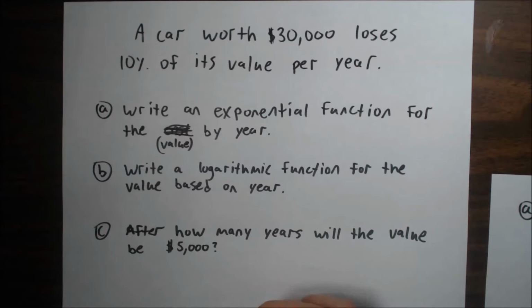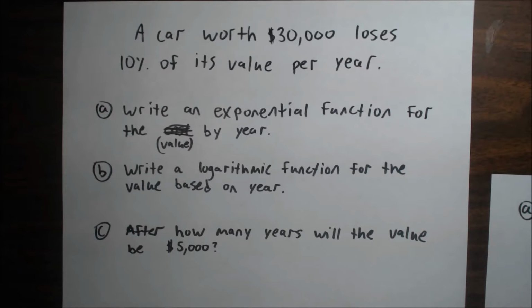Okay, so here's a situation. You've got a car that's worth $30,000 and it loses 10% of its value per year. They want us to do three things. Write an exponential function for the value of the car by year. Then we're going to also write a logarithmic function for the value based on the year. And then after how many years will the value be $5,000?